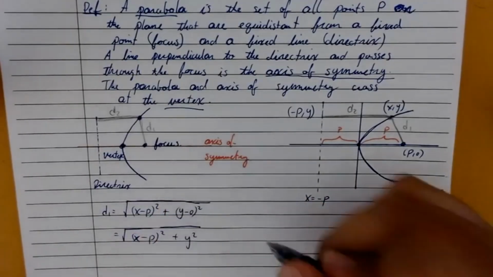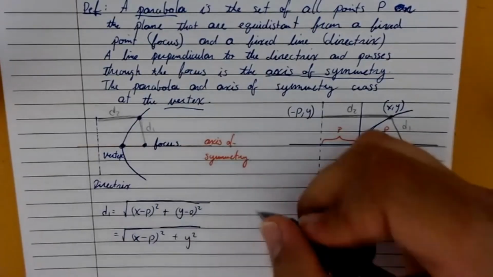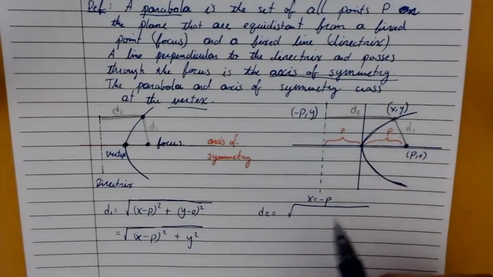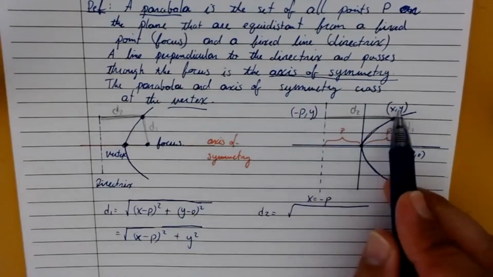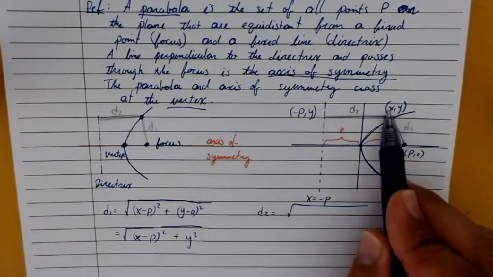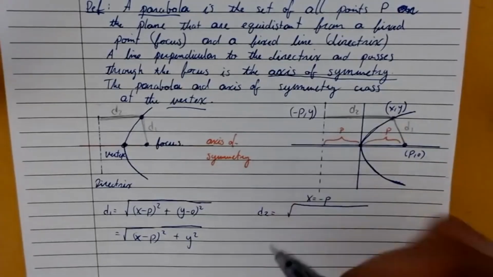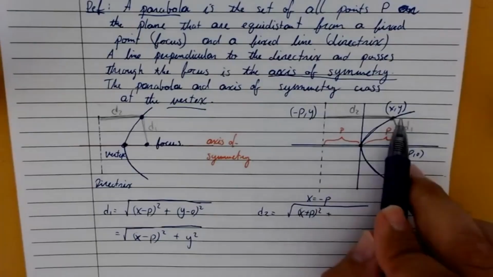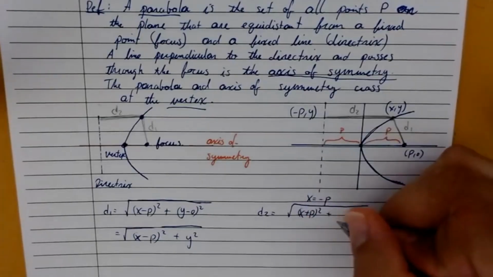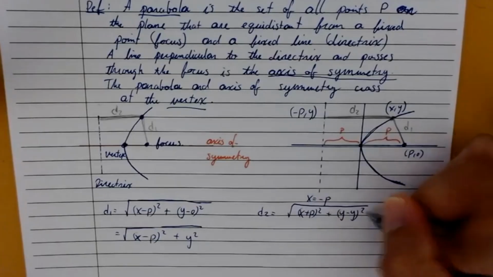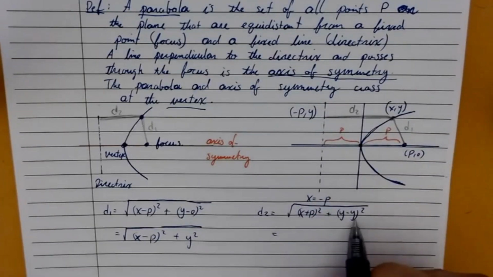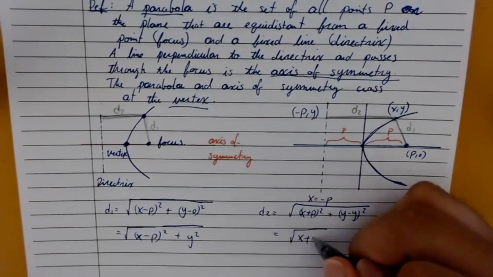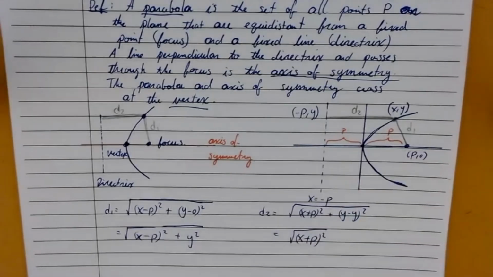On the other hand, d2 is equal to the square root of, well, now that's this one across here. Take the difference in the x values, x minus negative p, or in other words, x plus p, and that gets squared, plus the difference in the y values, that's y minus y, squared. But here, y minus y is 0, so that whole thing can go away, and you're left with the square root of (x plus p) squared.